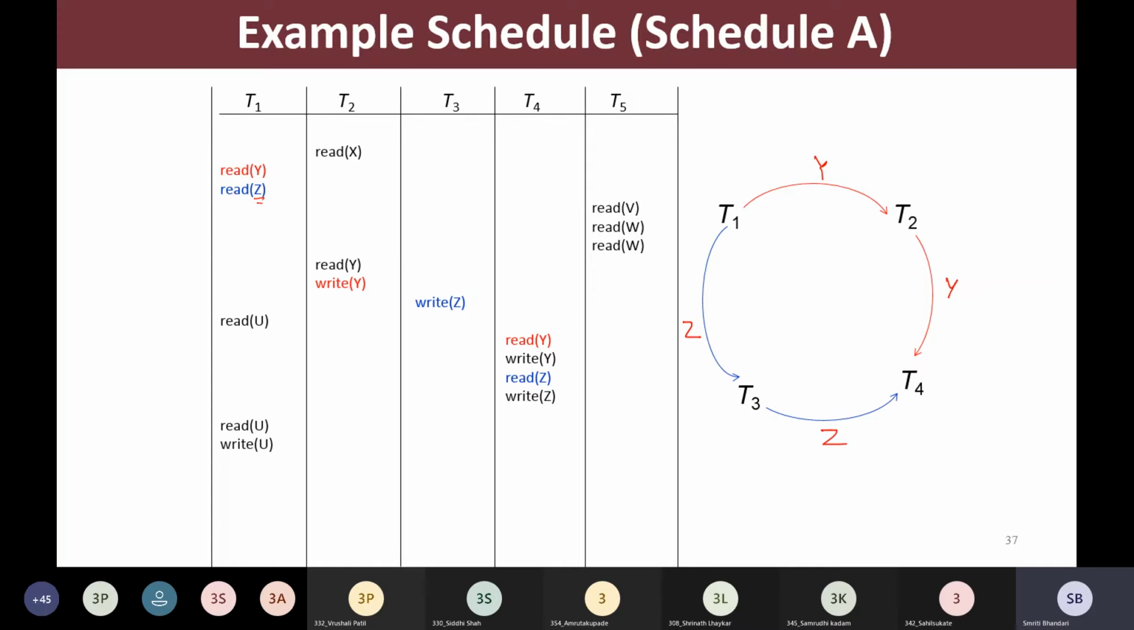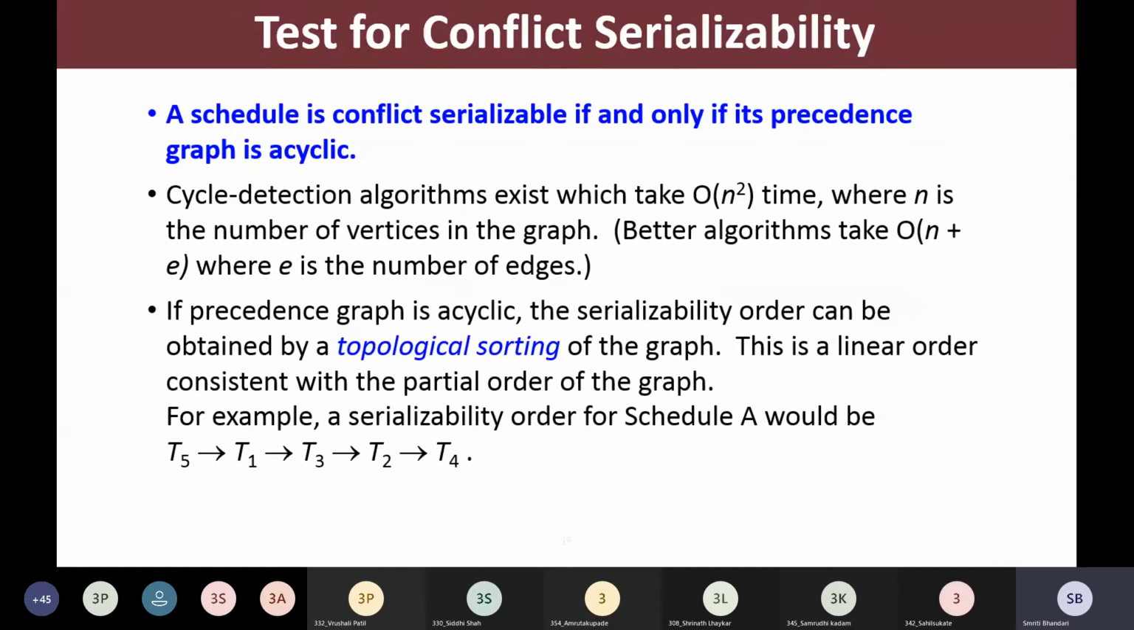Now, once the schedule is given and once we have drawn the precedence graph, how are we going to make use of this precedence graph to test whether our schedule is serializable or not? So a schedule is conflict serializable if and only if its precedence graph is acyclic. So what do we mean by that?